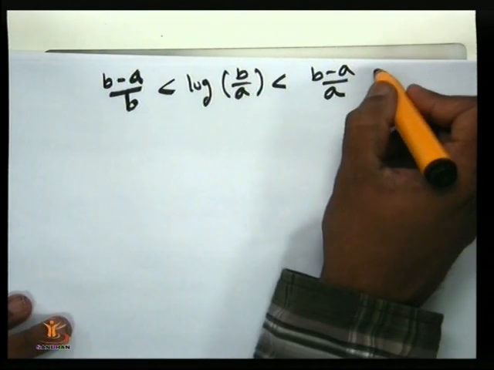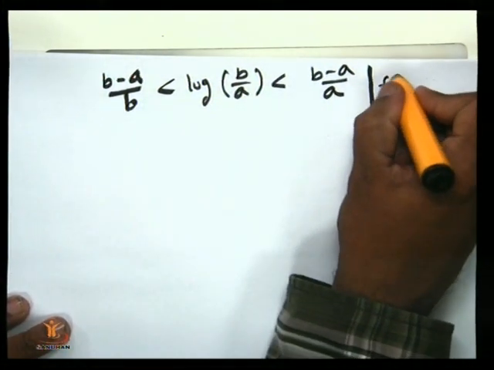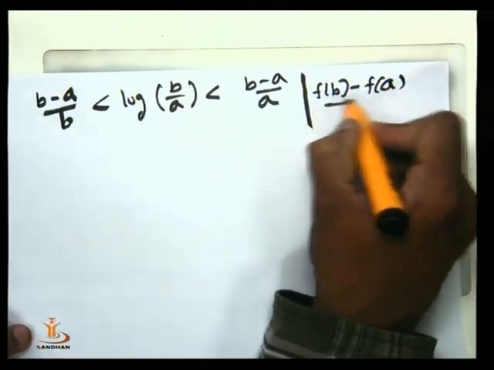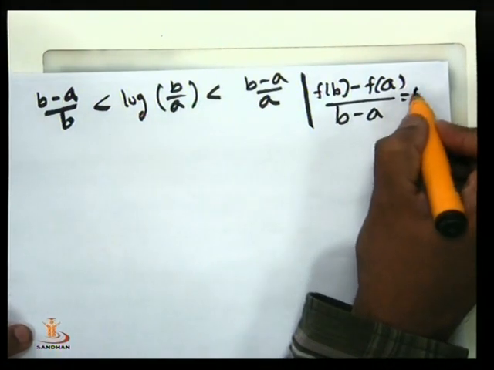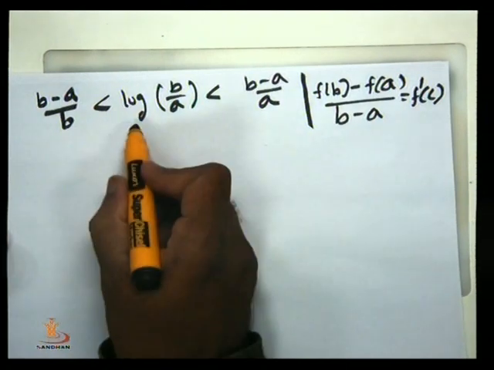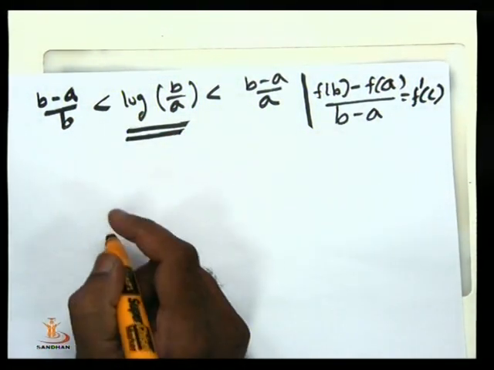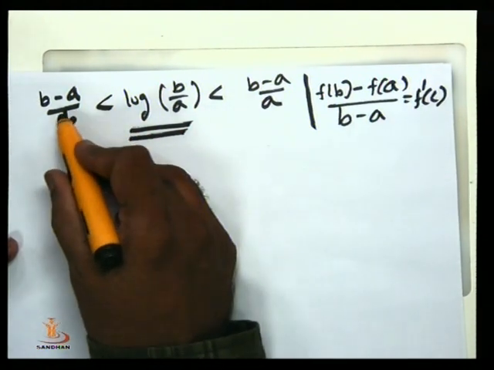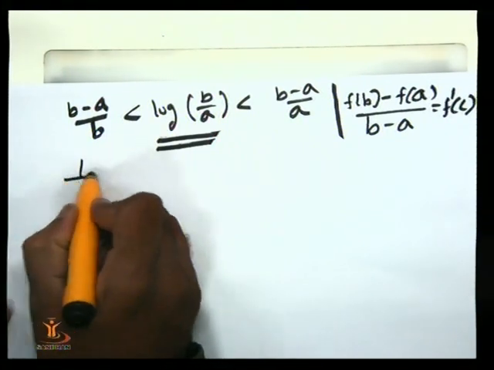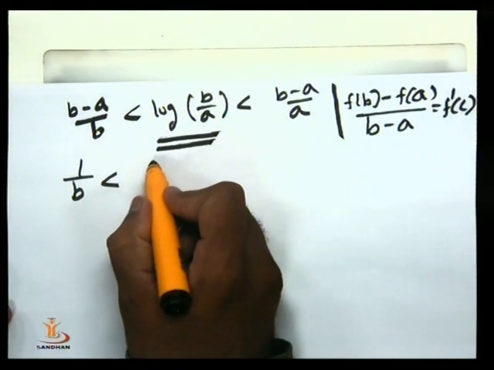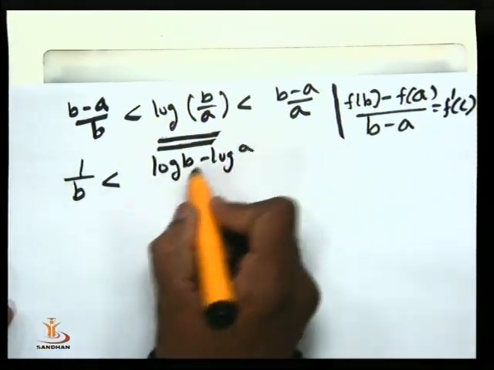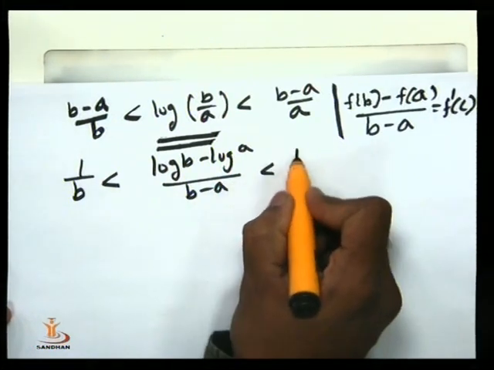And you know what is the Lagrange's theorem formula? That is (f(b) minus f(a)) upon (b minus a) is equal to f dash of c. This is Lagrange's theorem formula. So, I will express this middle part in this form. You know, as a is less than b, this b minus a is positive. So, if I divide by b minus a, what I will get is this 1 upon b less than this log b upon a, I am writing as log b minus log a, upon b minus a, less than 1 upon a.